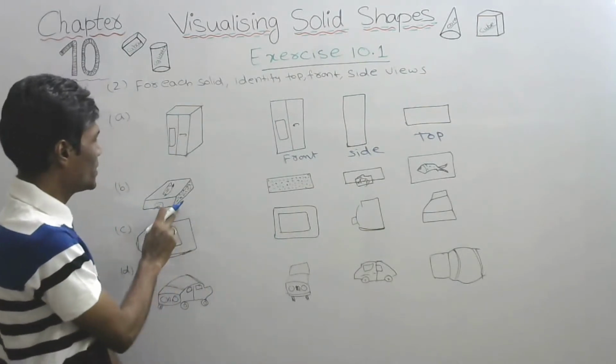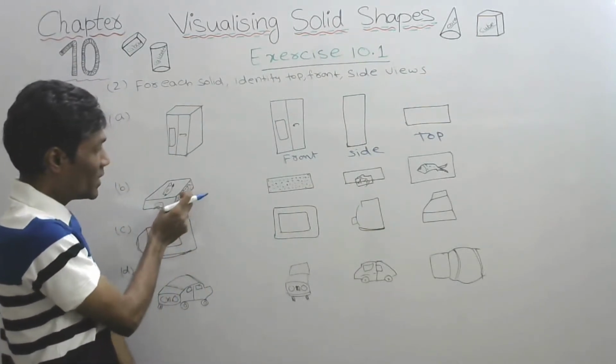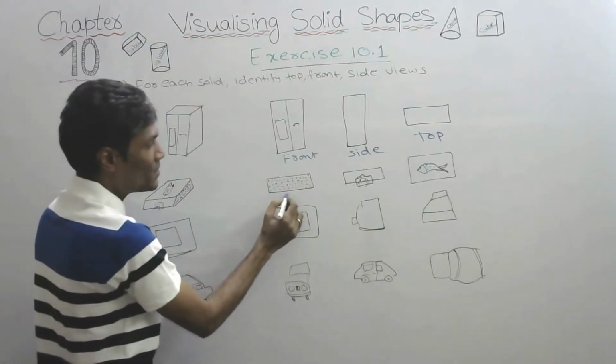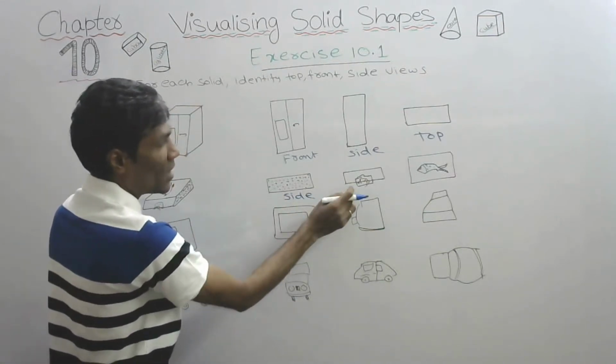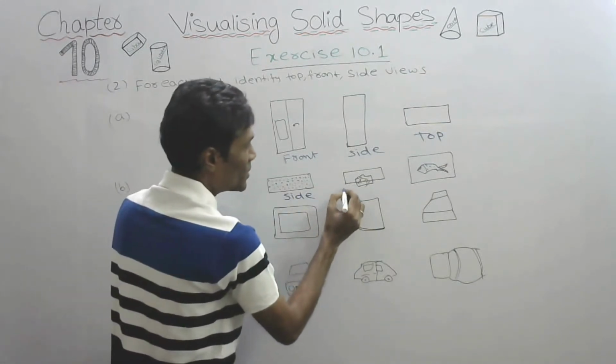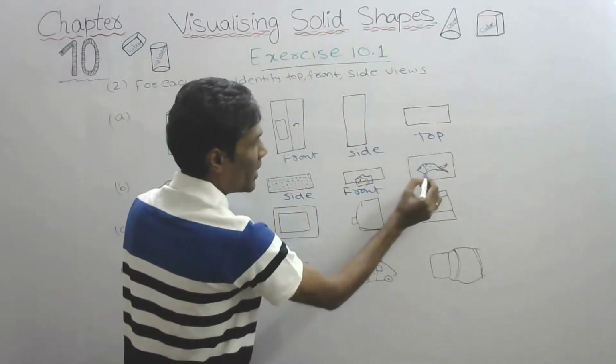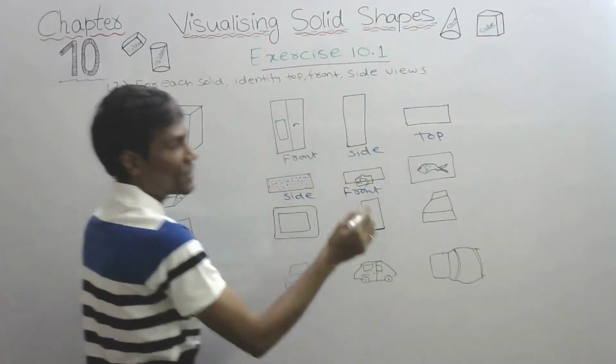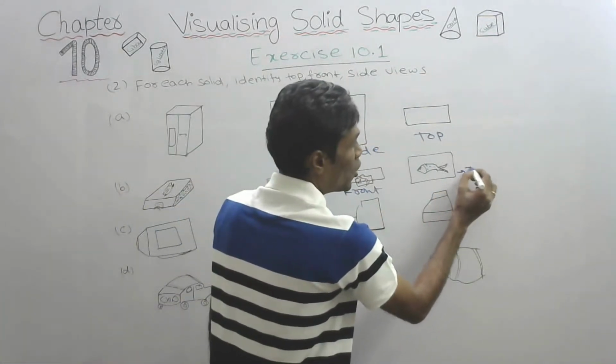Simple. This is matchbox. This part, this is side. And what about this? This is front view. And this one, from top, this fish is visible. So this is top view.